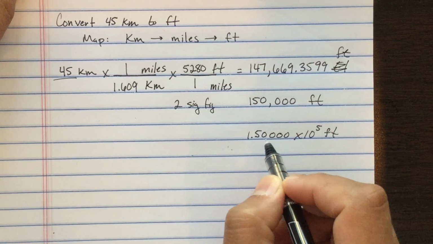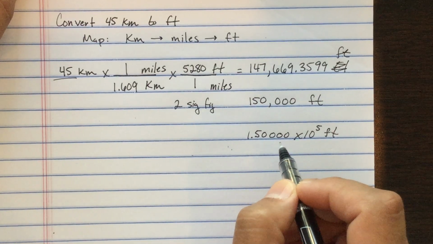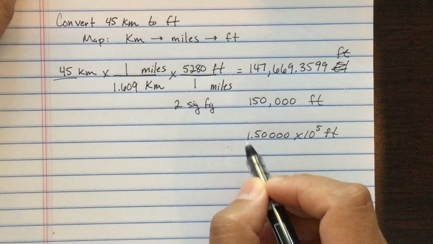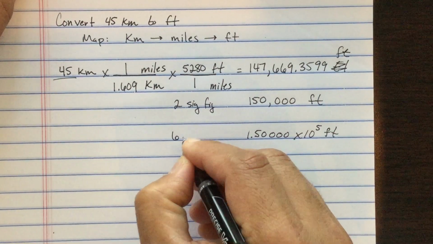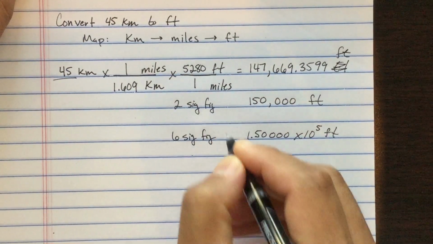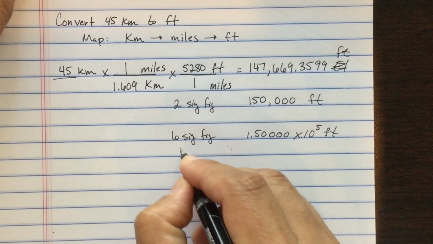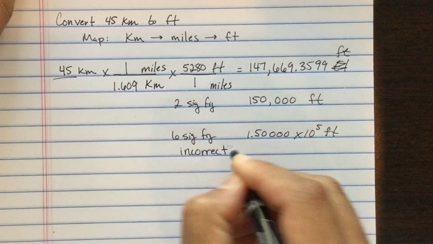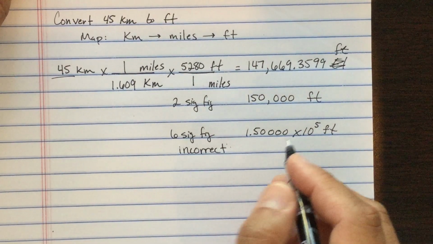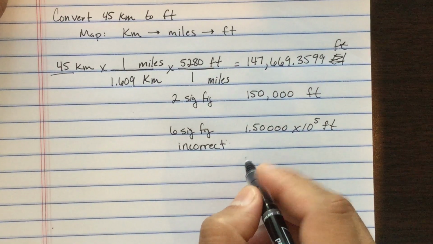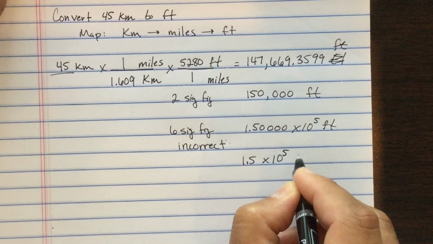4 other zeros, trailing zeros, with a decimal. And so remember, for scientific notation, we read these values for our significant figures. So here, we've converted to 6 significant figures, and that's incorrect. And so how do we get back to 2 significant figures? Well, we'll just go ahead and drop those zeros, and this will just be 1.5 times 10 raised to the 5 feet.